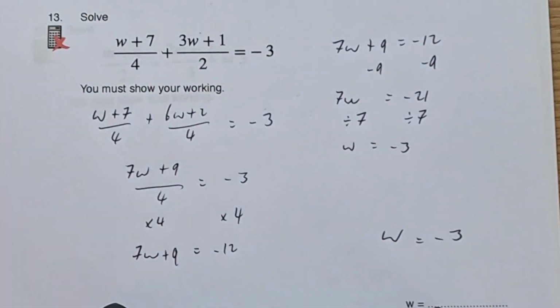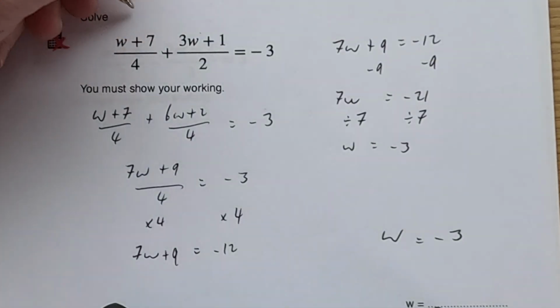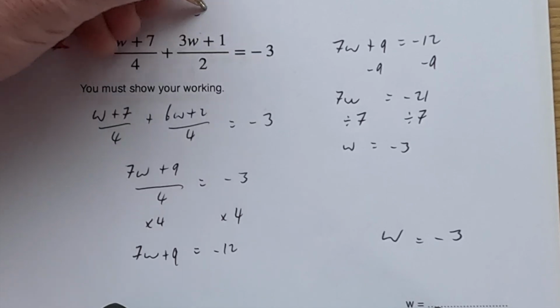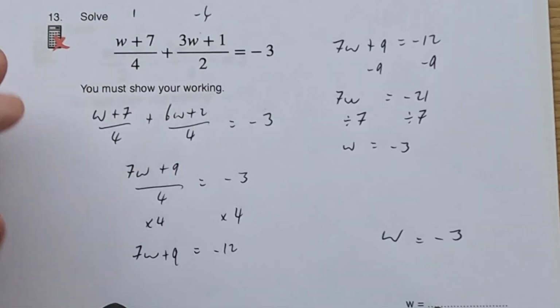And that's it. And we can check our answer. Minus 3 plus 7 is 4, divided by 4 is 1, so that's 1. 3 times minus 3 is minus 9, plus 1 is minus 8, divided by 2 would be minus 4. So we've got 1 plus minus 4, and that's minus 3, so we know we're right. So w is equal to minus 3, and that's it.